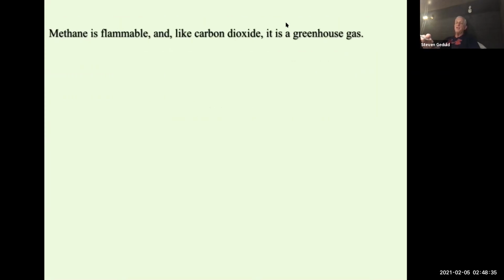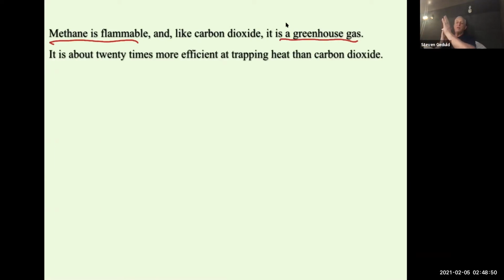Methane is flammable. We can burn it, just like propane, just like butane, just like any other fuel. And like carbon dioxide, it is a greenhouse gas. It's about 20 times more efficient at trapping heat than carbon dioxide. Remember, one of the problems with carbon dioxide, a greenhouse gas, is that it traps heat in our atmosphere. It doesn't allow it to dissipate out. Methane works about 20 times greater than carbon dioxide to keep heat in our atmosphere.